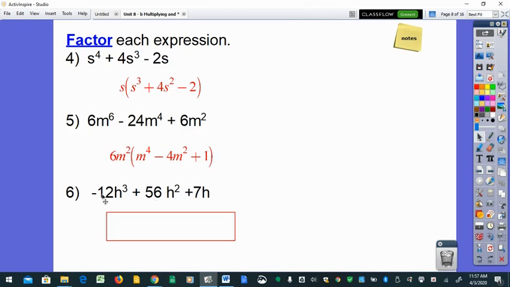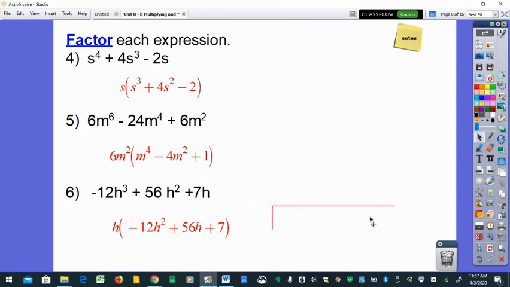Okay, the next one, there is no number in my GCF, but there is a common factor of h, so h is going to be my GCF, and then we would multiply by negative 12h squared plus the 56h, and then plus the 7. So guys, that is multiplying monomials and then factoring out a monomial.